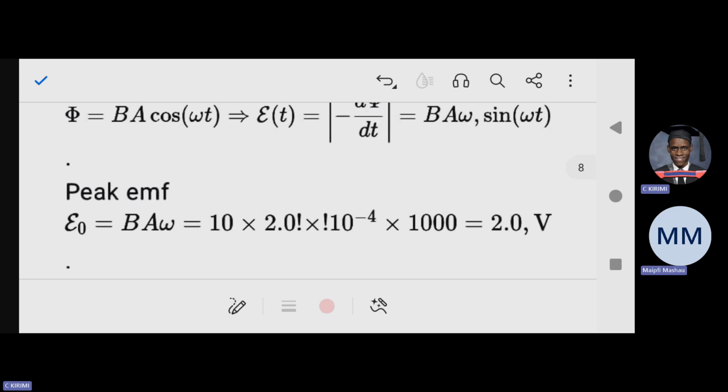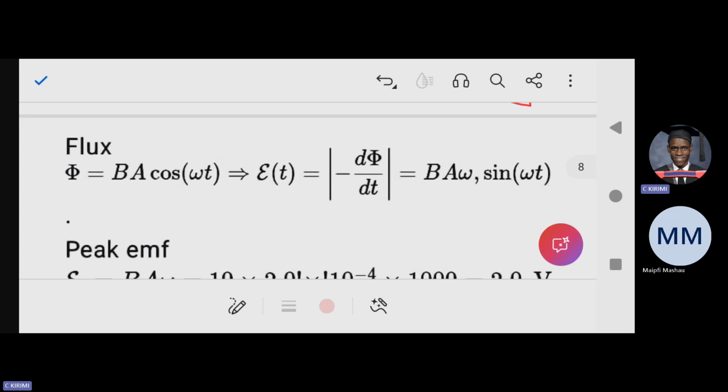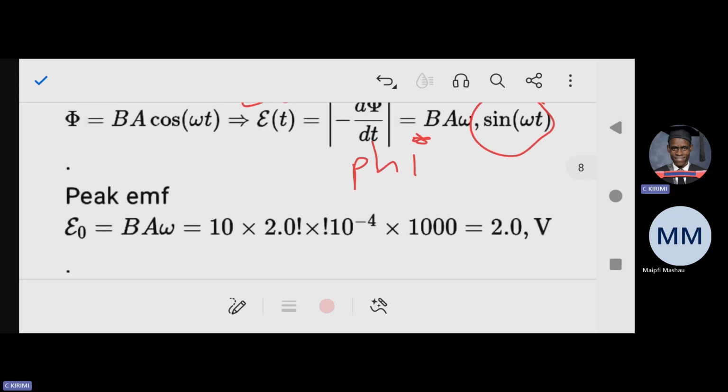And remember, for this one, we are differentiating the magnetic flux, which is d phi. That Greek symbol is phi, like theta, phi. Since this at peak is positive, instead of ET you put E naught. Then it will be BA omega. E naught is BA omega, and everything you just substitute.